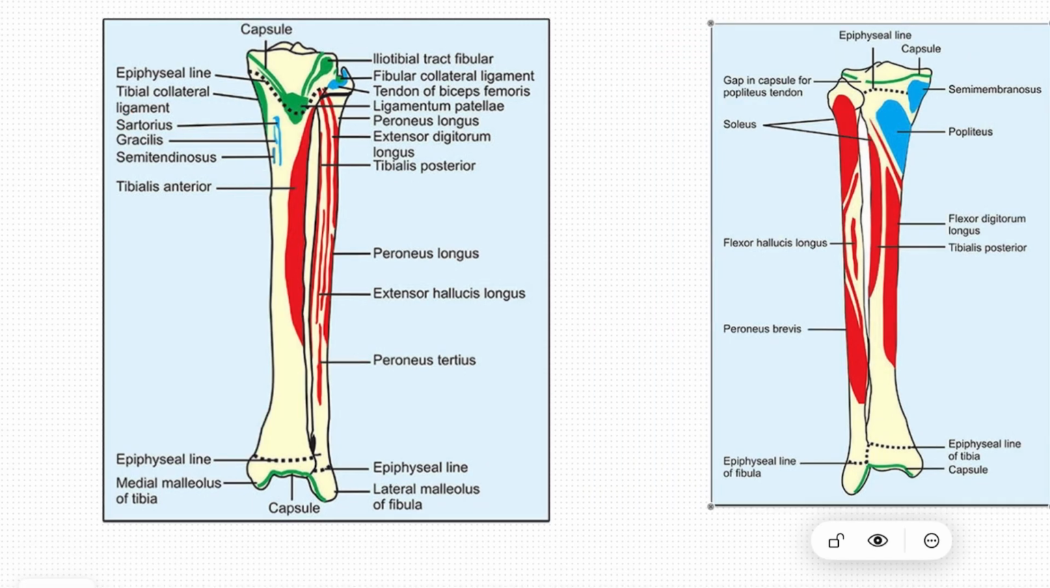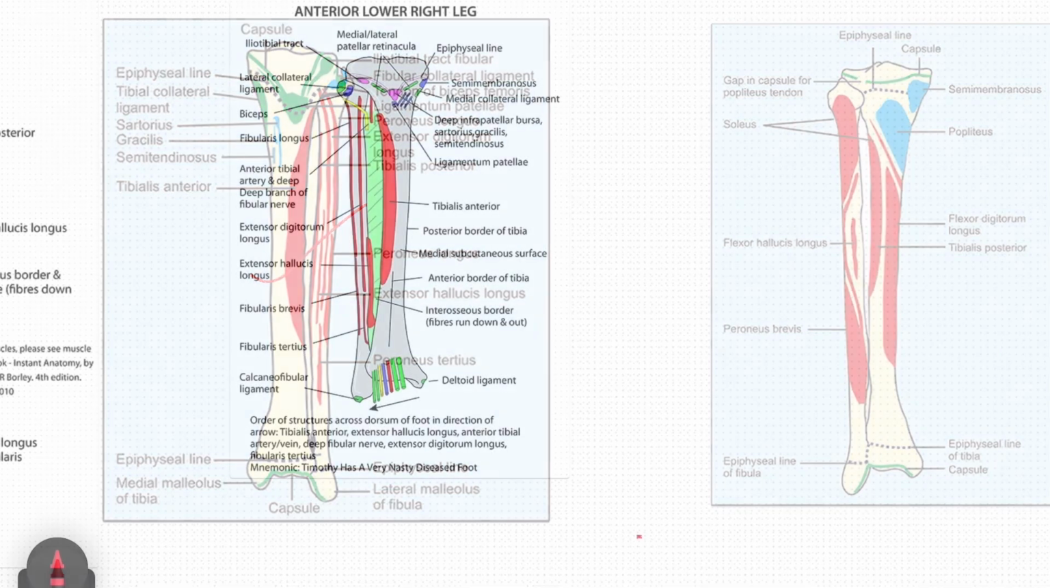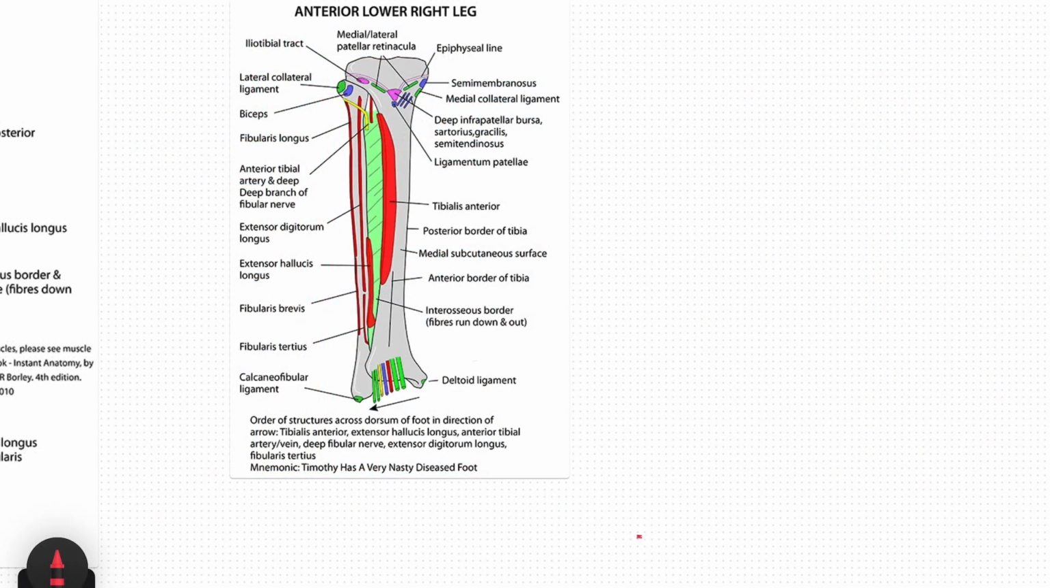Attachment on the lateral surface of tibia. So on the lateral surface of tibia, there is an attachment of the tibialis anterior muscle. Enumerate the structures crossing the anterior surface of the lower end of tibia.